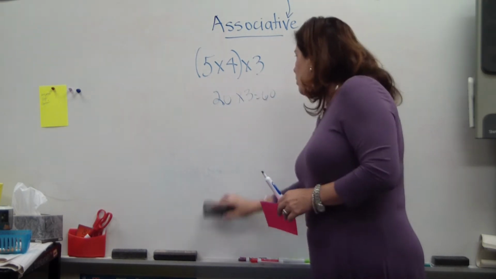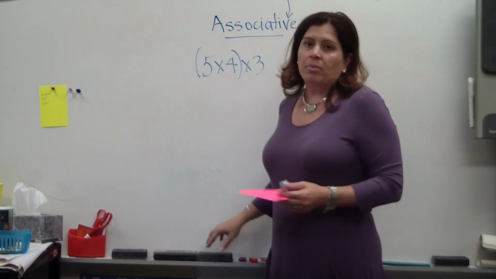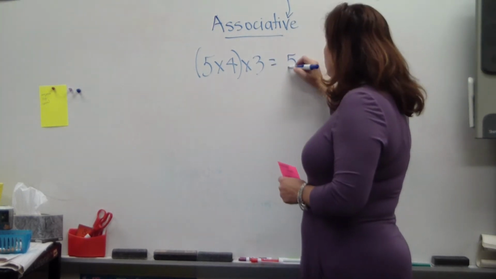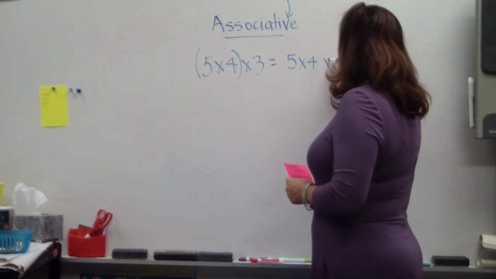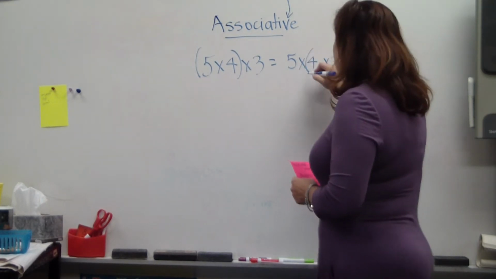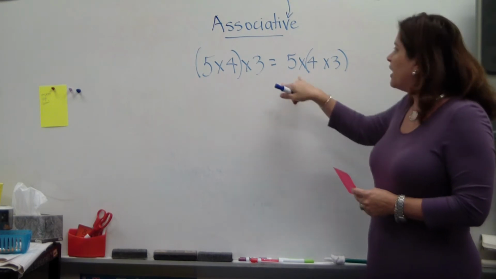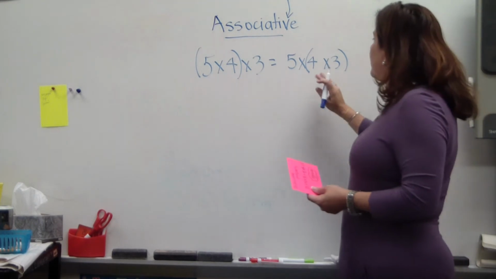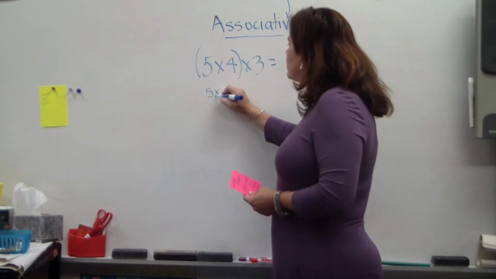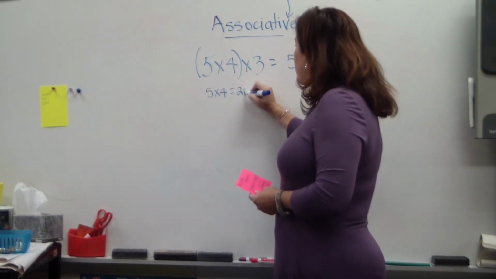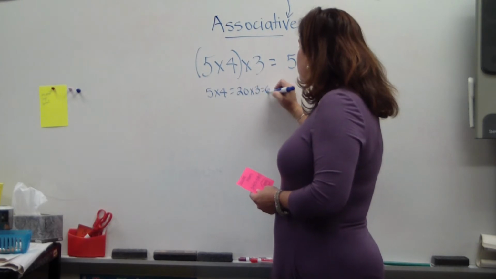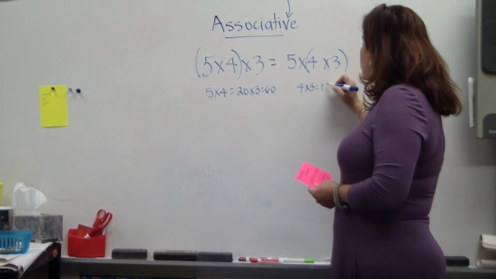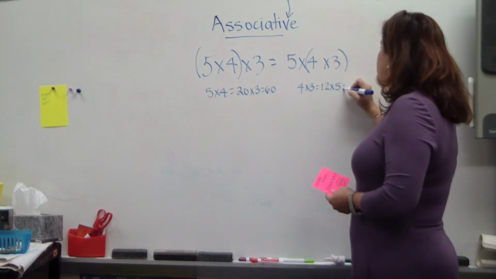But let's say that we want to use the associative property to compare this and solve again. Well, I could also simply do 5 times 4 times 3 and group it this way. So now I have 4 times 3 times 5. Because remember, we always do what's in the parentheses first. So again, 5 times 4 is going to give me 20, times 3 is going to give me 60. Here I have 4 times 3 is going to give me 12, times 5 is going to give me 60.